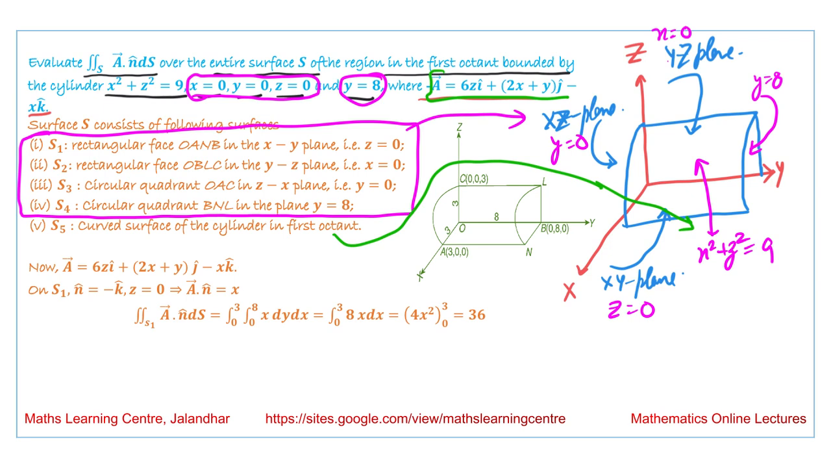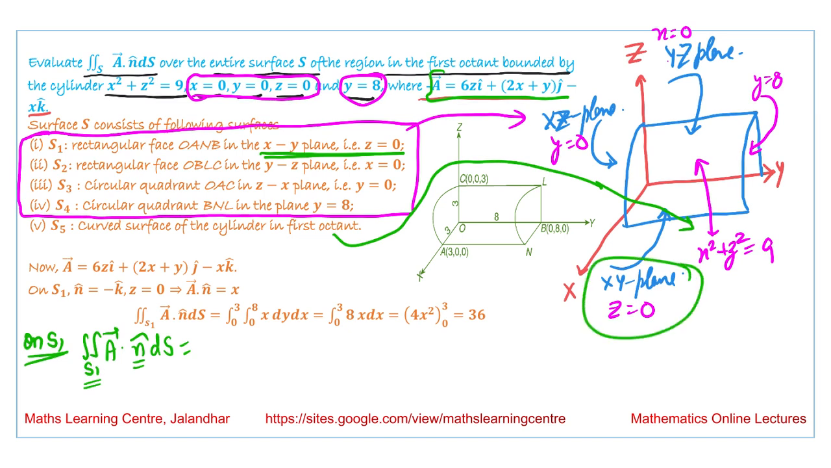So first of all, on the surface S1, which is the xy plane, that is z is equal to 0, we are talking about the double integral over S1 of A vector dot n cap dS. Now what is n cap for this surface S1? We are talking about the xy plane, which has the equation z is equal to 0. For this plane, the normal that we have is minus k cap.